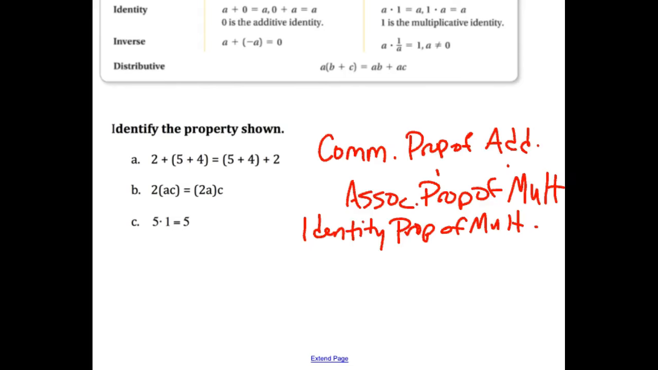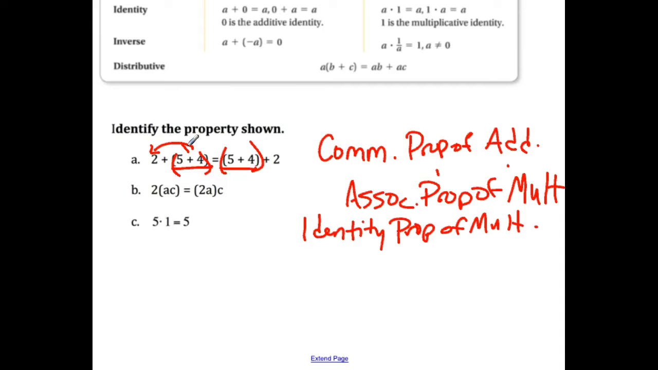So if you take a look at this first one, originally when you see the parentheses like that, you may have thought that it's the associative property of addition. However, if you look, what's really happening is the 2 is switching places with this whole quantity 5 plus 4. So really it's the commutative property. They're switching locations. So you want to think about what's in that parentheses right there. It's one number together. It's an item because it's grouped together already. And that item is switching places with the 2. The next one is the associative property of multiplication, and the last one is the identity property of multiplication.